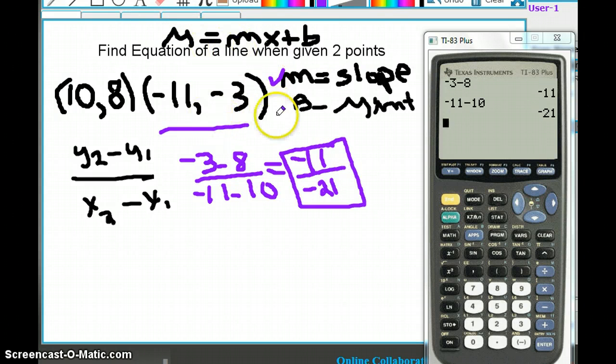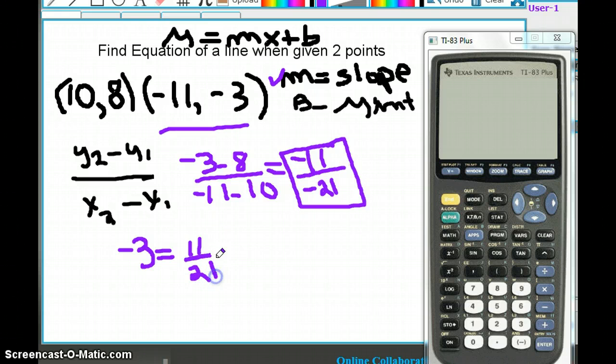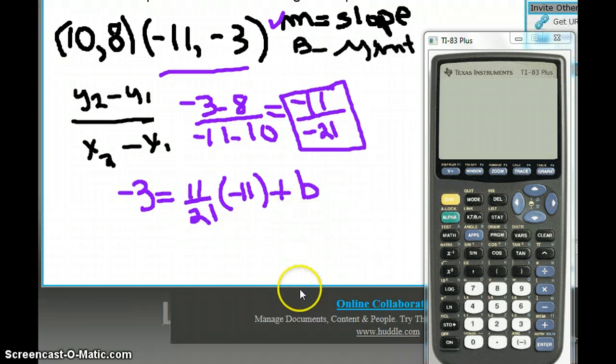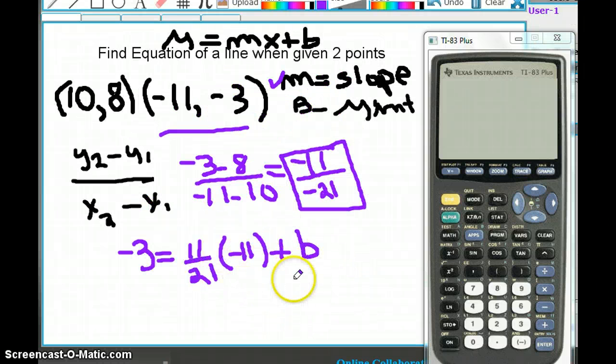So let's go ahead and do it. So you have y is negative 3 equals, the m we've said is negative 11 over negative 21. Two negatives means that is a positive slope of 11 over 21 times our x, which is negative 11. And we're going to have that added to that plus b. B is what we need to find. Now we just use our problem solving skills, or as far as solving equations.